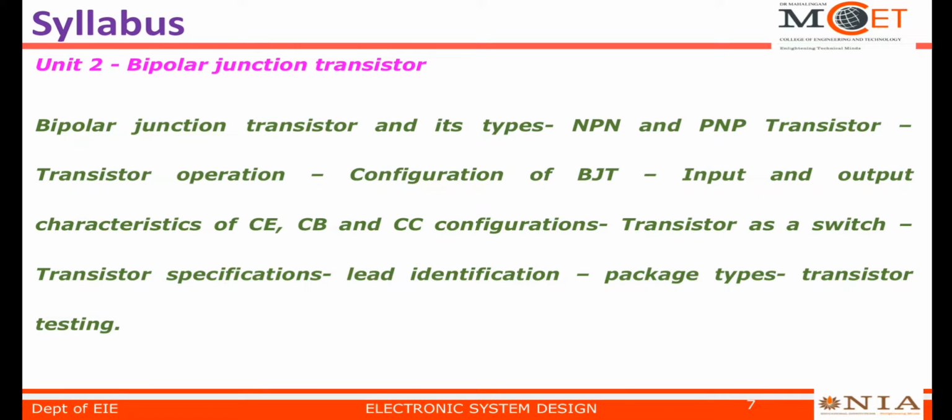Then comes the second unit. In this module, we will be practicing with BJT, that is bipolar junction transistor, which acts like a basic transistor model. In addition to that, we would be learning about the different types of transistors that are available in the market and how it operates and how it can be configured.